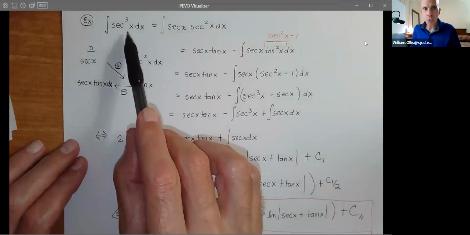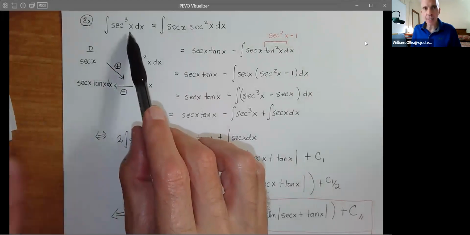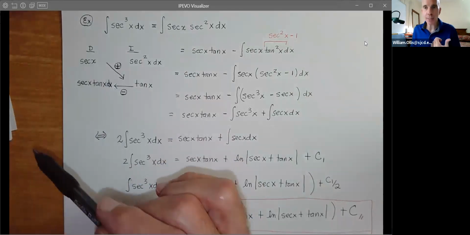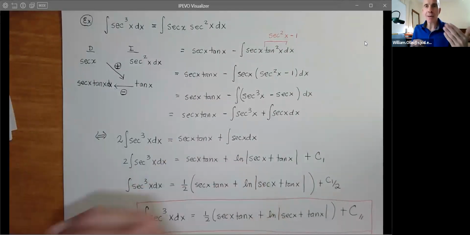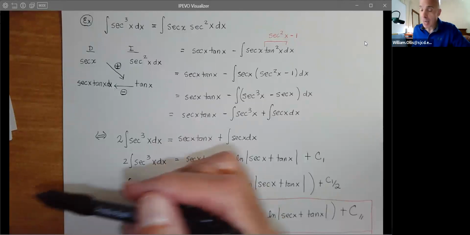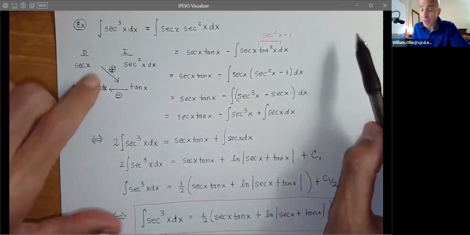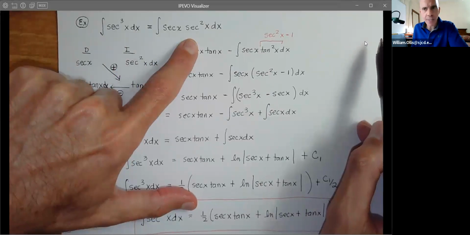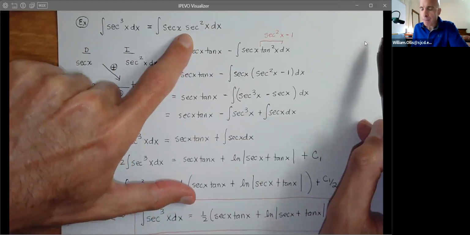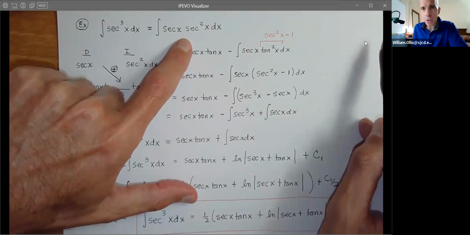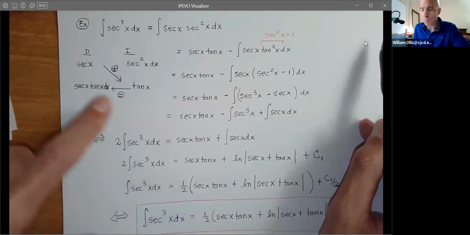We start with an integrand that doesn't really give us much place to go algebraically, based upon what we already know from Cal 1 and Cal 2. So when we look at this particular setup, we think, okay, well, secant cubed can be written this way. And why is this an improvement? Well, this is an algebraic manifestation that says, okay, let's consider integration by parts.